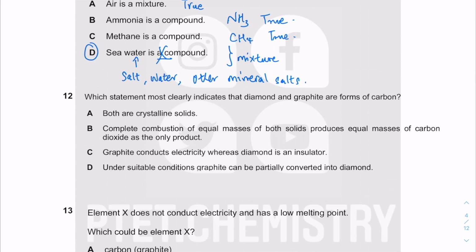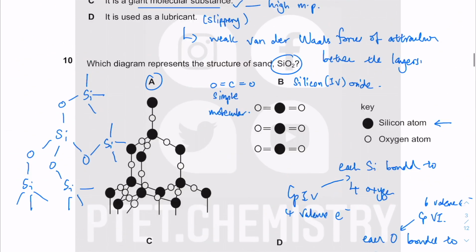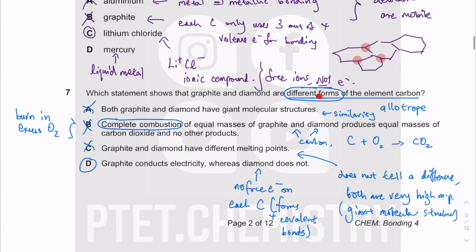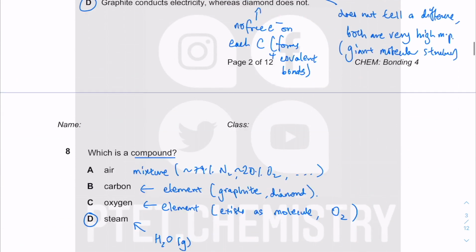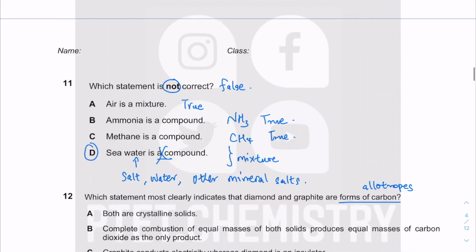Number 12, which statement most clearly indicates that diamond and graphite are forms of carbon? So which one is allotropes? Again, this is very similar to a previous question. If I just scroll up, just now they said different forms of the element carbon. So it's quite similar to this question, but as you can see, there are different ways of asking the same thing.